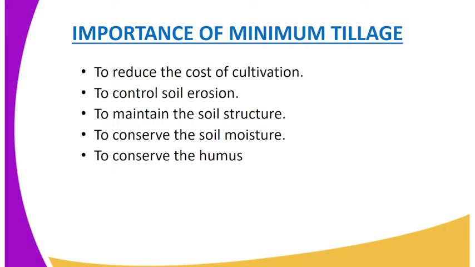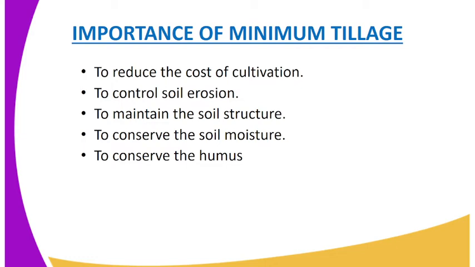On to the importance of minimum tillage. You can ask yourself, why do you think minimum tillage should be carried out in the farm? The first one is to reduce the cost of operation, because you will not be involved in mechanical cultivation, whereby it is very laborious, and therefore it will reduce the cost of cultivation.